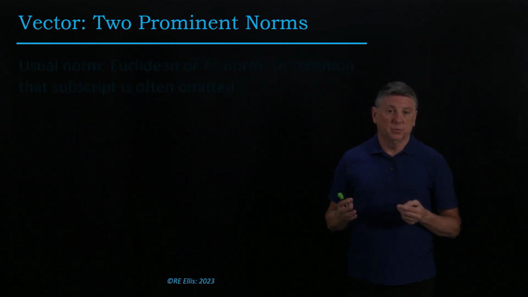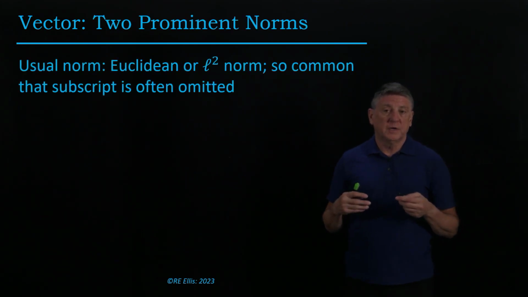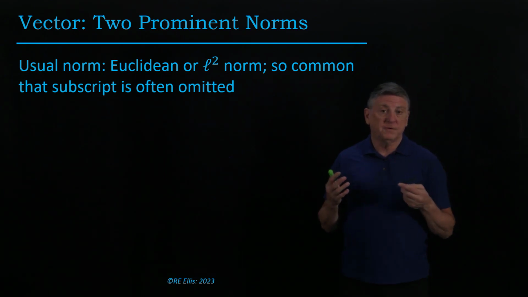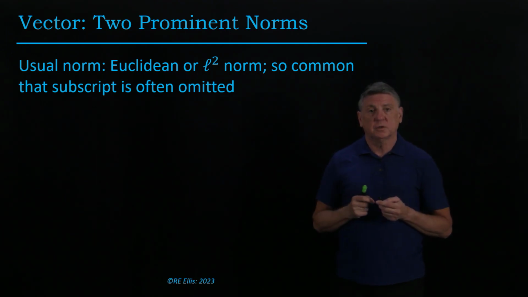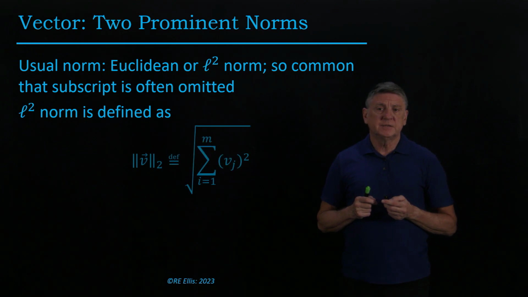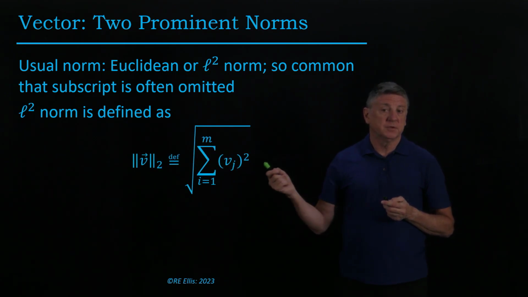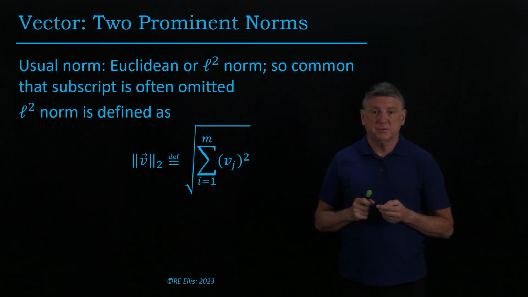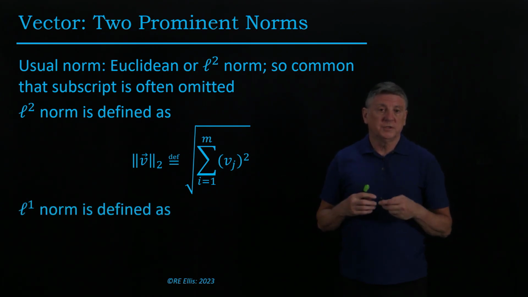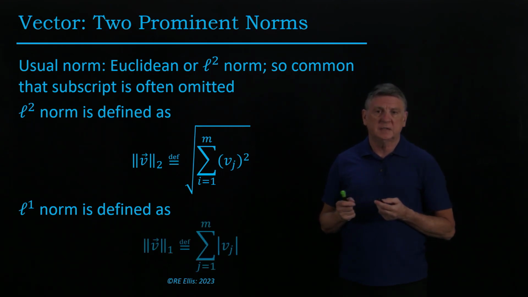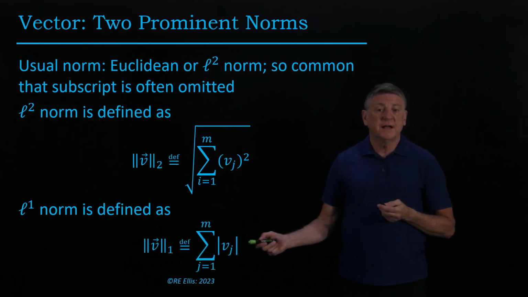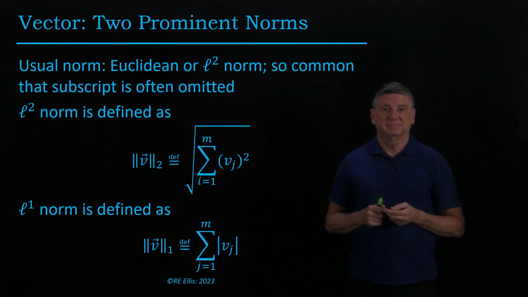There are two prominent norms that we'll often use. The first one is so usual that we often don't include a specific subscript, and it's called the Euclidean norm. It's also called the L2 norm. And this is defined as the square root of the sum of the squares of the entries. So this is probably familiar already to you from geometry. And the L1 norm, which is somewhat less common, although it's very common in data analysis, is the sum of the absolute values of the entries of the vector.